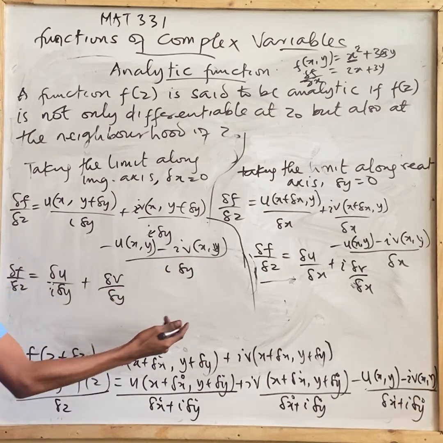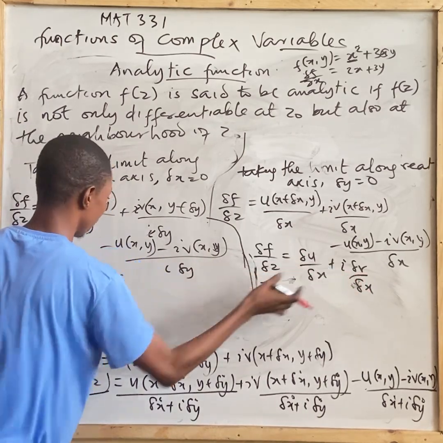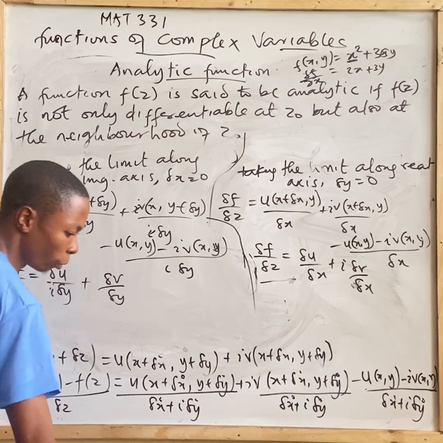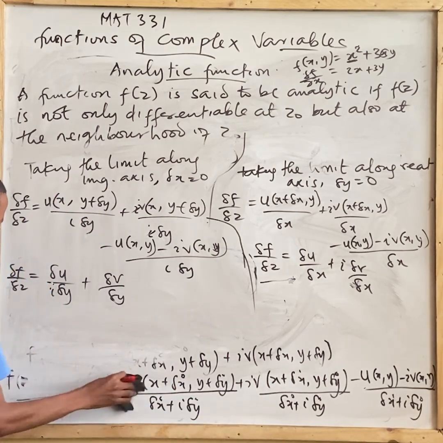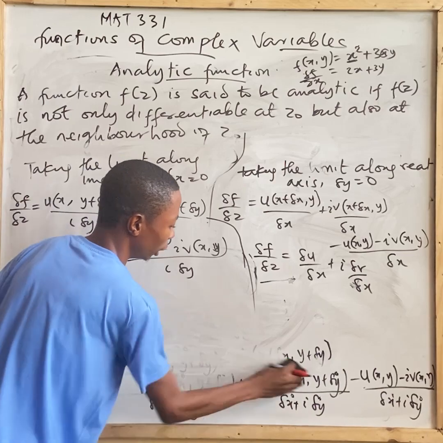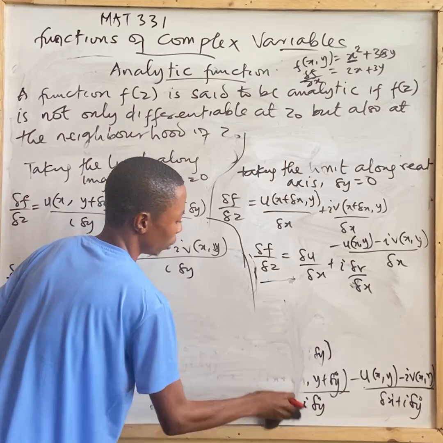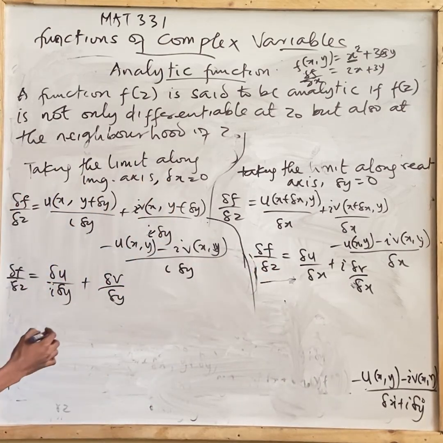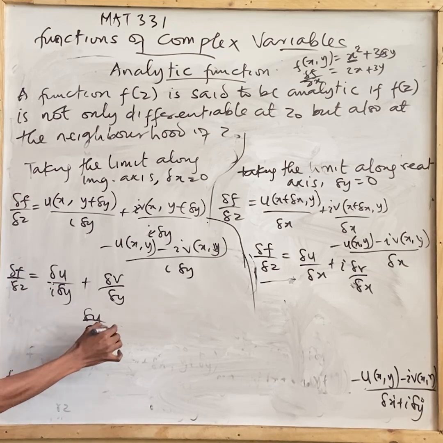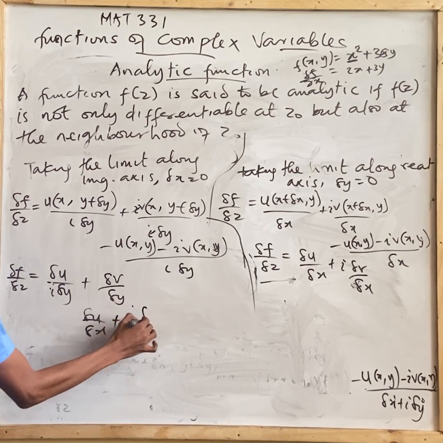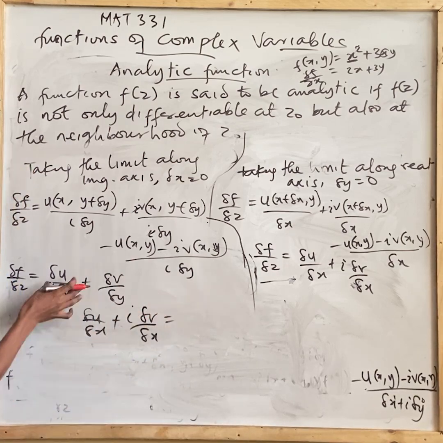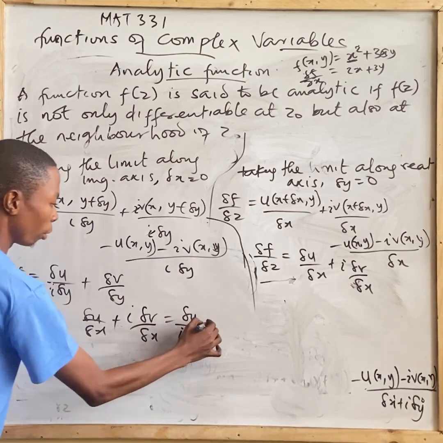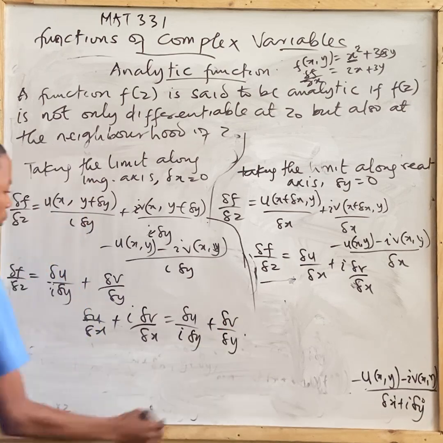So we now equate two of them. If I equate the f'(z) that is here and the f'(z) that is here, these two partial derivatives, we are going to arrive at the famous equation known as the Cauchy-Riemann equation that we will be using to test whether a function is analytic or not. So if I equate these two, we are going to get du dx plus i dv dx is equals to du divided by i dy plus dv divided by dy.